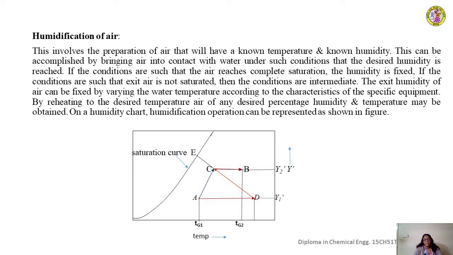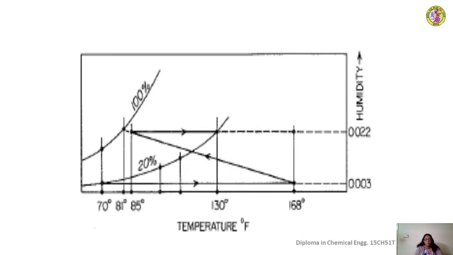That humidification process of cooling is represented by the line DC. Once the required humidity is reached at point C, you have to again heat this mixture to the desirable temperature Tg2, because this is the desired temperature of the exit air. So the path is represented by ADCB. That is how you can represent the humidification operation on a humidity chart.